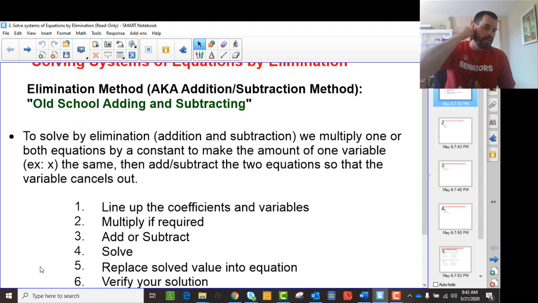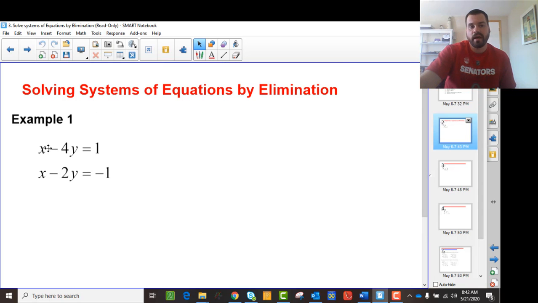Then you want to multiply if required. What that means is you want to make sure that one of the two variables, and it doesn't matter which one, has the exact same number in front of it. It doesn't have to be positive, or like they don't have to both be positive or both be negative. The sign's not important, but the value is. So if I look at this example, I notice that the x's are already lined up and they have the same number in front of them. So I don't need to multiply.